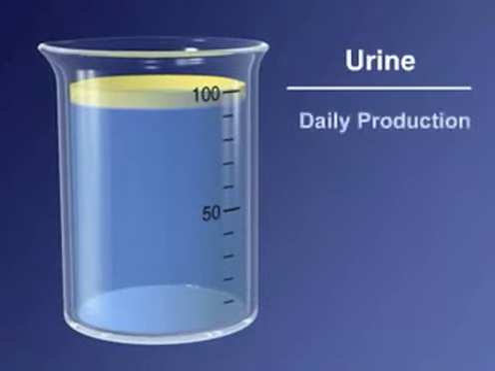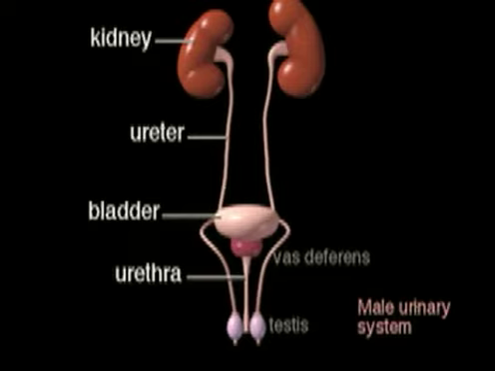The combination of water, ions, and waste leaves the kidneys as urine, which flows through the ureters and into the urinary bladder, which will store the urine until it passes out of the body through the urethra.